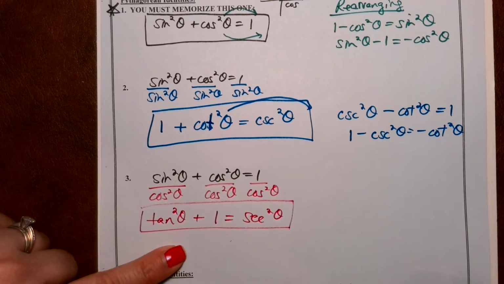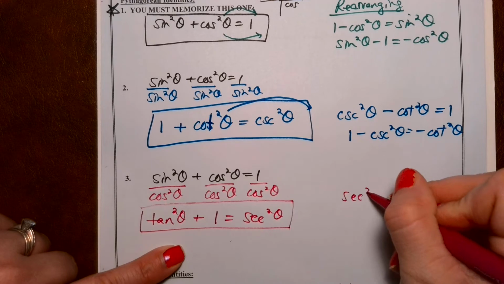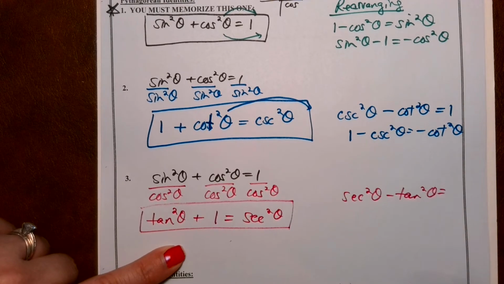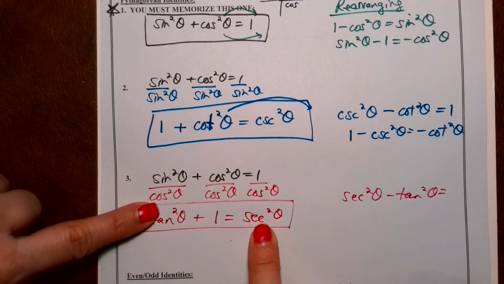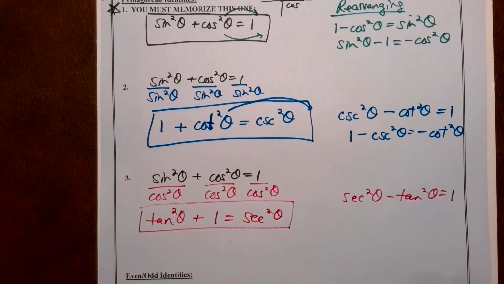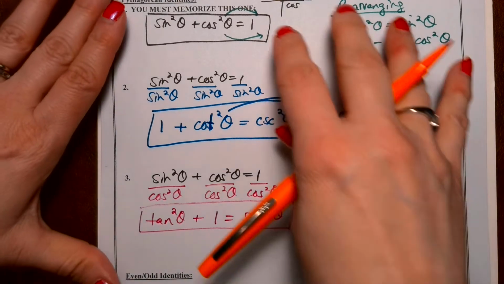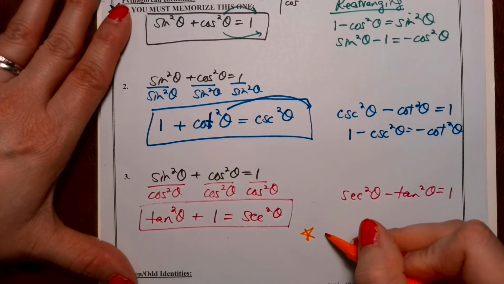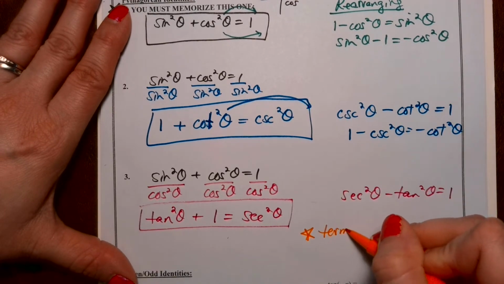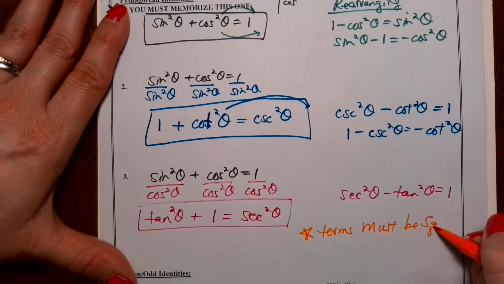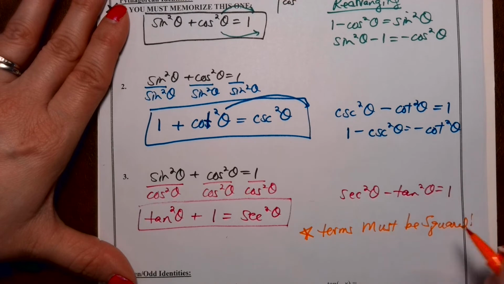So what if you were doing a problem and you saw secant squared of theta minus tangent squared of theta? If it was secant minus tangent, the other side would have a 1. Okay, I wanted you to be very careful here. All of these Pythagorean identities, okay, the terms must be squared. The terms must be squared.